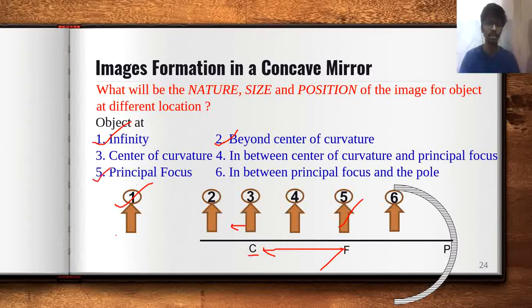At the principal focus. And the last case, object can be between focus and the pole. These 6 conditions we will discuss, and we will find where the image is formed. For each case, remember, you have to find the nature of the image, size of the image, and position of the image. Let us first go with case 1, infinity.